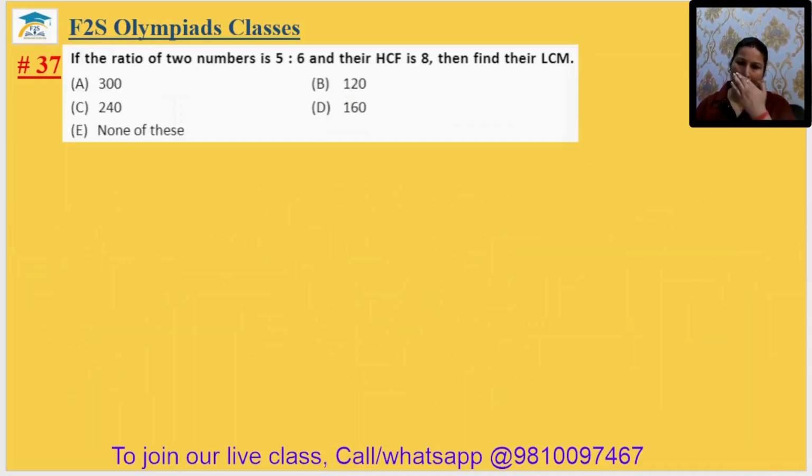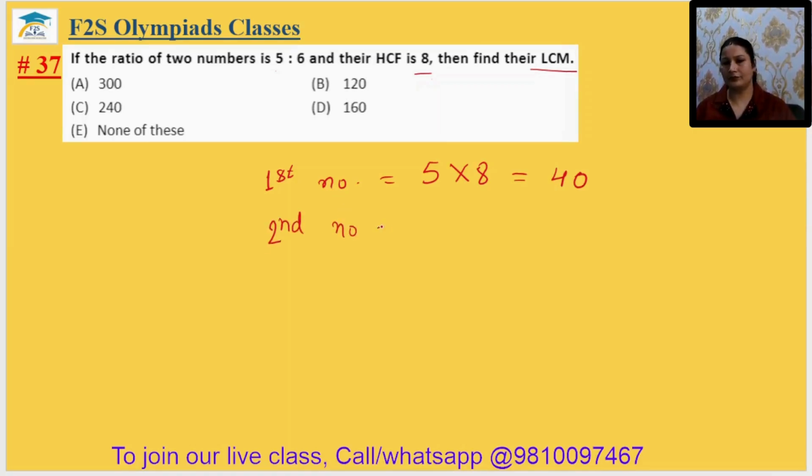Question number 37. The ratio of two numbers is 5:6. The HCF is 8. Then find their LCM. So the two numbers' HCF is 8. The first number will be your 5 multiplied by 8 because HCF is 8. Second number will be 6 multiplied by 8, 48.